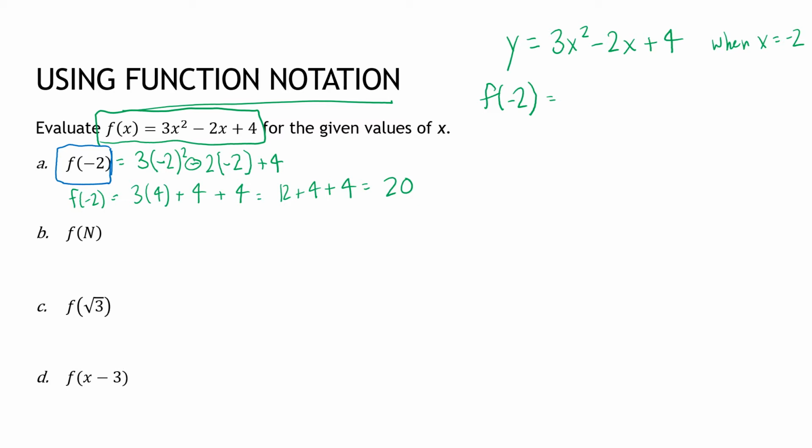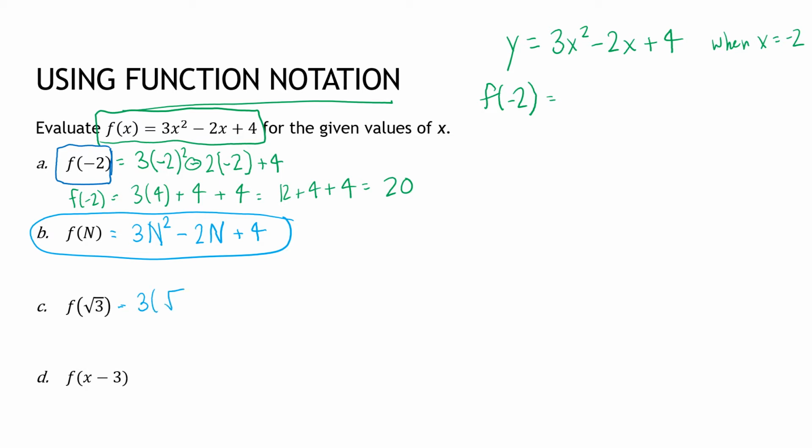Next one, f of n. And this one is going to seem silly, but essentially what it's saying is put an n anywhere you see an x, and that's it. I can't do anything else. If it's a number, I could evaluate it, but this is as far as I can go on this one. I'm all done. Of course, they're going to be jerks and give you radicals and things like that, but this one's not quite as jerky as the next one, so hold on to your butts.